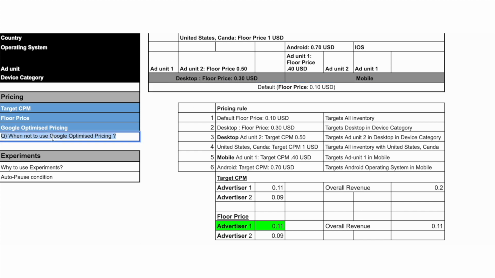In here, I have listed one of the most important questions that I told you I'll cover: when you should not use Google optimized pricing. So you should not use Google optimized pricing specifically for your default baseline pricing rules. Let me tell you why. If you only have one particular rule, your default rule, and you give it Google optimized pricing, it works. There's not an issue.